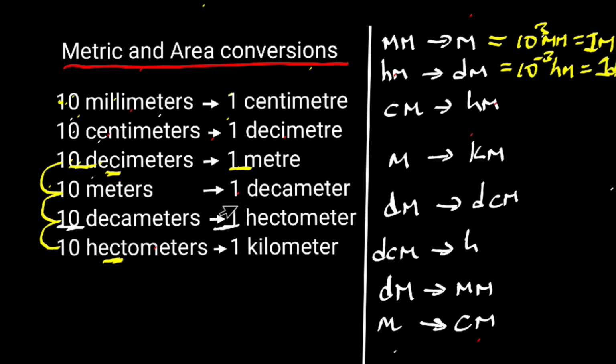Now, the first one, millimeters to meters, we are counting downwards. Now we are counting upwards. It's going to be 10 raised to the power negative 3 hectometers equals 1 decimeter. It's no longer going to be 10 raised to the power 3 hectometers.